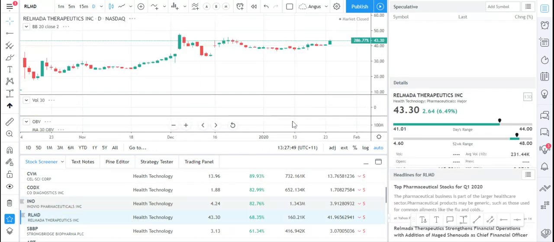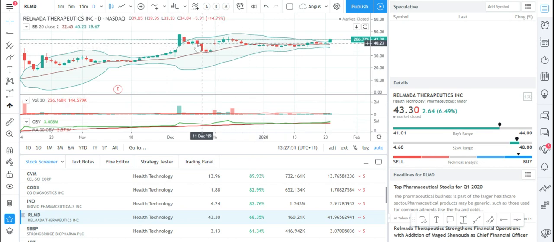RLMD, it's a $40 stock. Again, it's done nothing. It's basically gone sideways for 2 months. It's got a little bit of a breakout here. You can see the volume is starting to come through here a little bit, so that could be worth looking at.